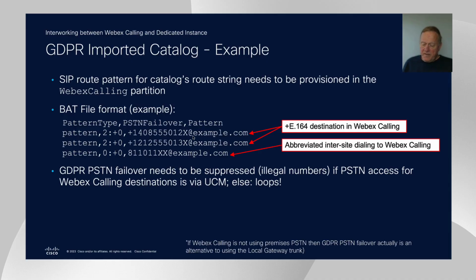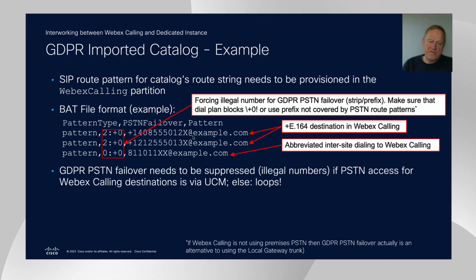Given that, specifically in the case of premises PSTN, UCM actually might be the PSTN for Webex Calling, it doesn't make too much sense to retry that call via the PSTN if it doesn't work directly. So to make sure that this GDPR PSTN failover doesn't work, we basically use the PSTN failover strip prefix instructions here to create illegal numbers that start with +0.